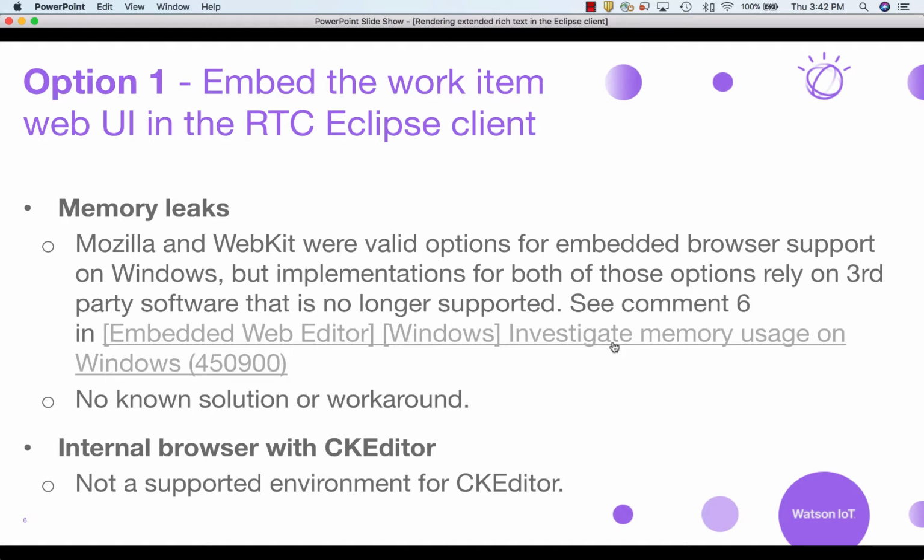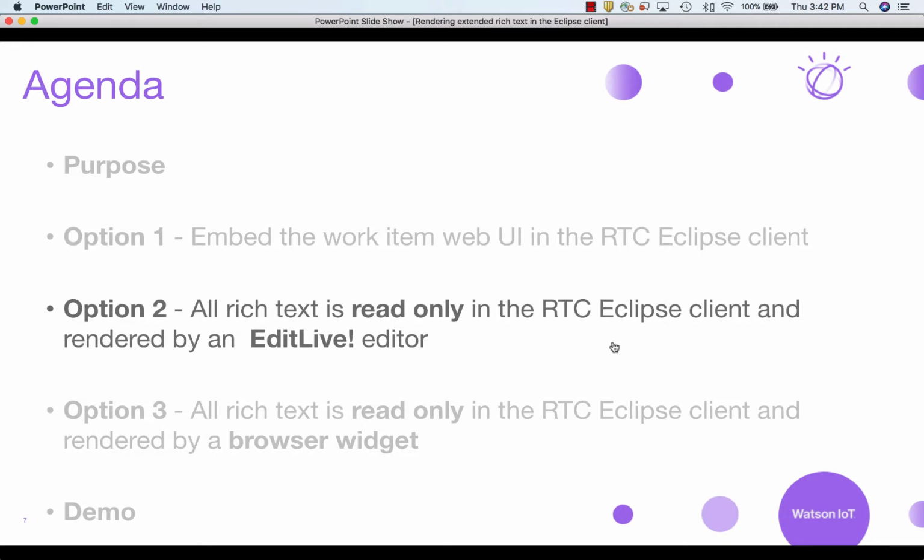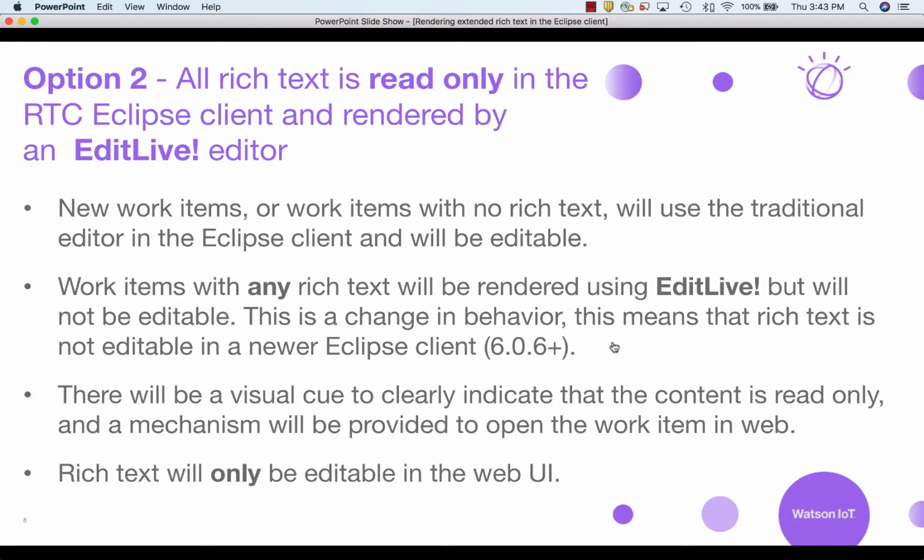In addition to the memory leaks, CK Editor also says that the internal embedded browser in Eclipse is not a supported environment for them. With these two major blocking issues, we moved our investigation to another approach. So the next thing we looked at was making rich text in Eclipse client read-only and have edit capabilities for rich text in web client. With this approach, you can create new work items or edit work items which does not have any rich text using the traditional editor that comes in Eclipse client.